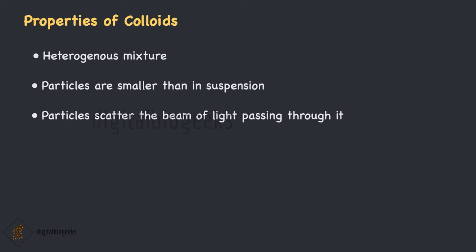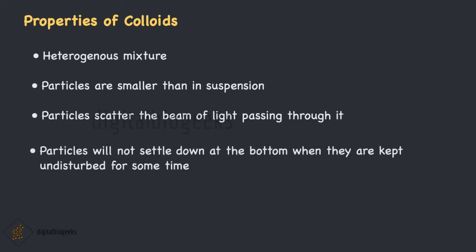Let's see what the properties of colloids are. Colloid is a heterogeneous mixture. The size of the particles is smaller than in a suspension. We cannot see them with our naked eyes. Colloids can scatter the beam of light passing through them. The particles in a colloid will not settle down at the bottom when kept undisturbed. Examples of colloids are fog, cheese, sponge, etc.